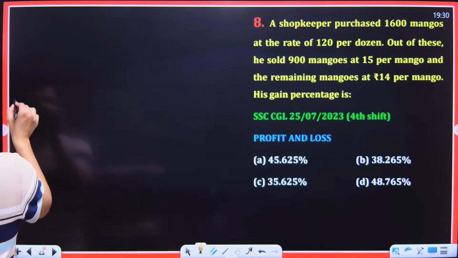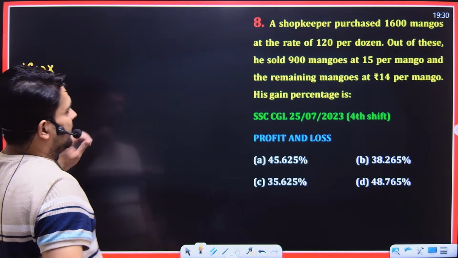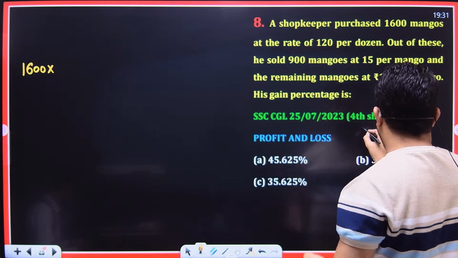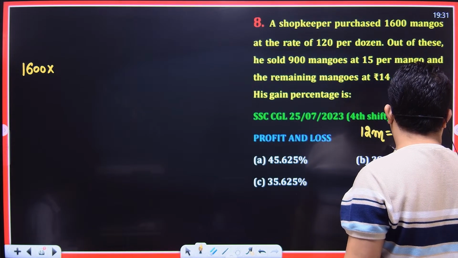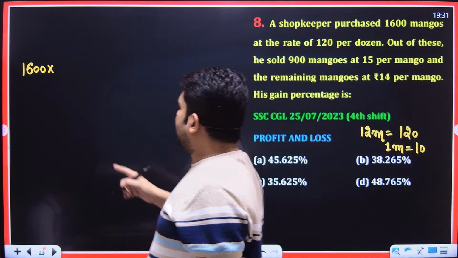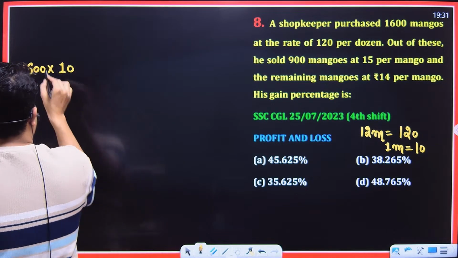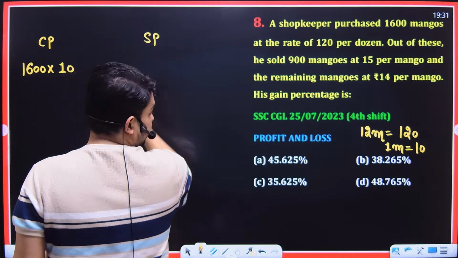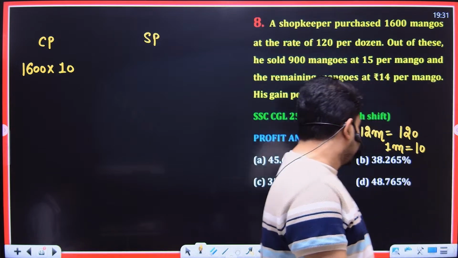See what we have. We have 1600 mangoes. He bought them per dozen. It means the price of 12 mangoes is rupees 120, so one mango price is rupees 10. So we have 1600 mangoes and the price of a mango is 10. This one is my cost price. What is the selling price? We have to write the selling price.